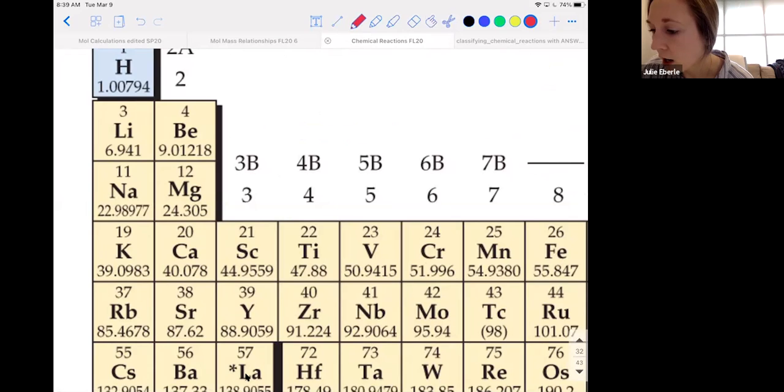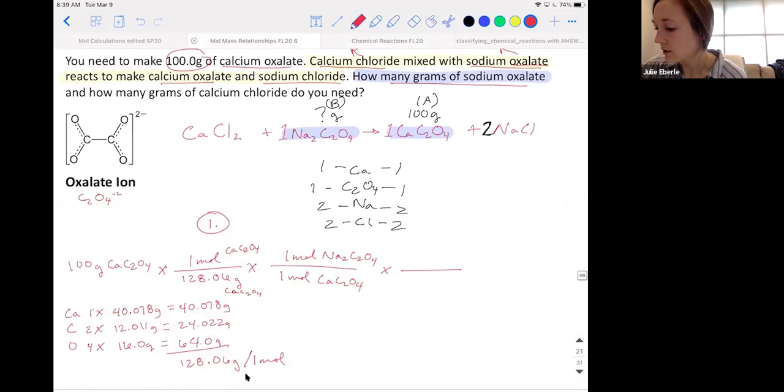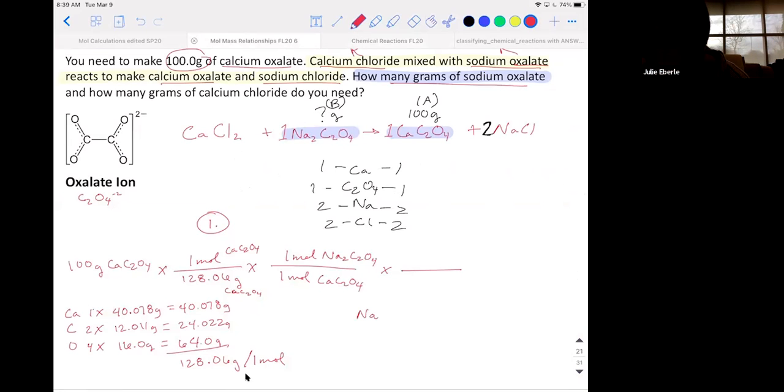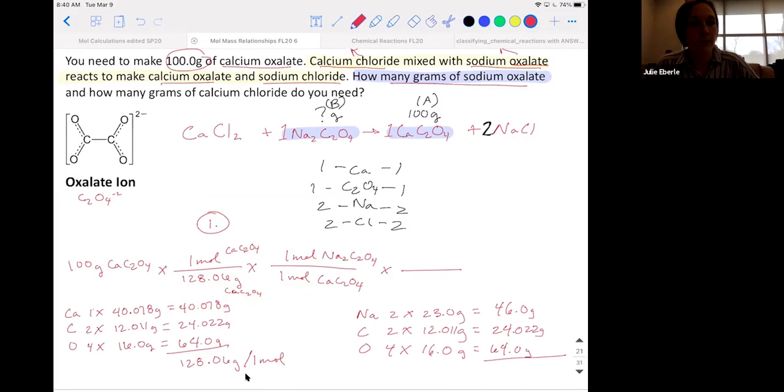Carbon and oxygen are still going to be the same. So the molar mass for sodium oxalate: I've got sodium and I've got 2 of those, so 2 times 23.0. Carbon, 2 times 12.011. And oxygen, 4 times 16. So we'll say 46, and then 24.022, and then 64. And then the total, does anybody have the total for us?